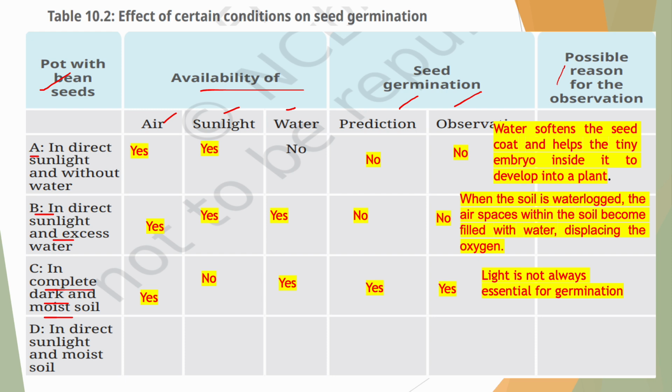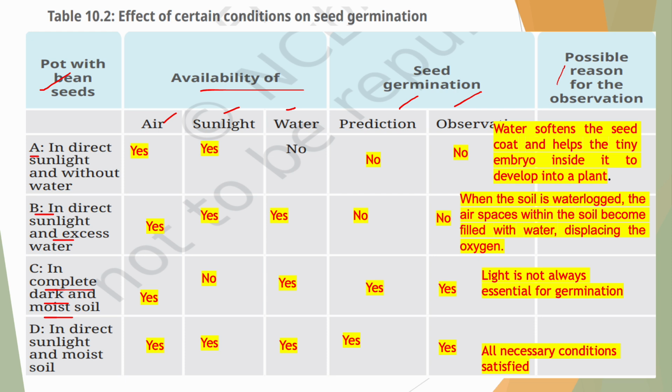The next one, pot D, indirect sunlight and moist soil. Availability of air present, sunlight present, then water is also there. Then what about seed germination? Seed will germinate. Our prediction is yes. Observation is also yes. Then possible reason: all necessary conditions satisfied. Air, then water, all conditions satisfied.